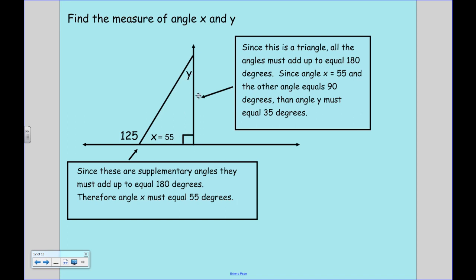Well, I know that if I add angle X and 90 degrees together, that's going to give me 145 degrees. And then if I subtract 145 from 180, that lets me know that angle Y would have to equal 35 degrees. So now I know that angle X is 55 degrees and angle Y is 35 degrees.